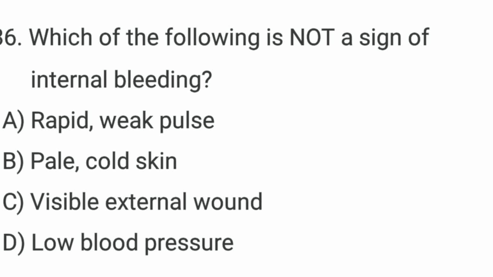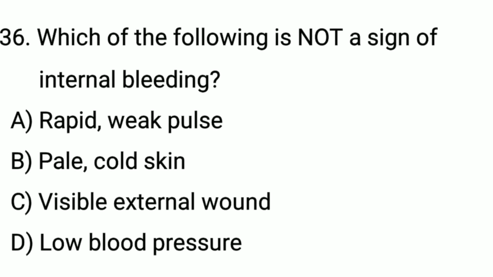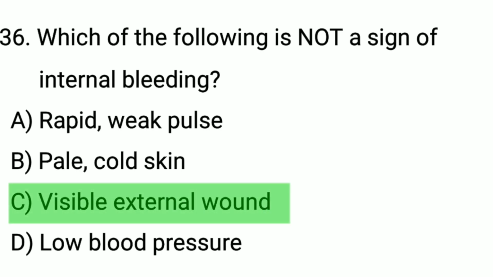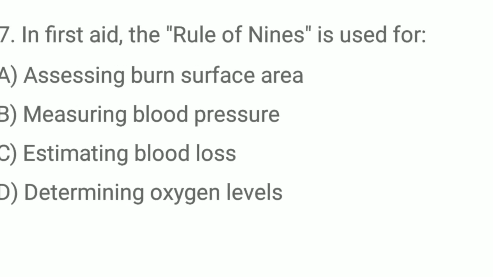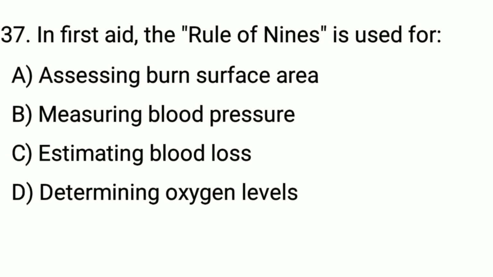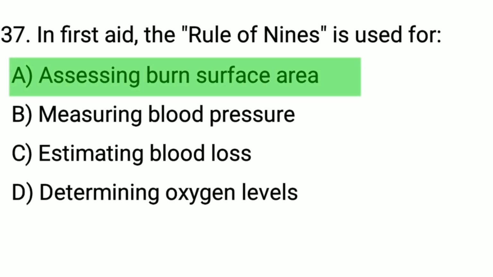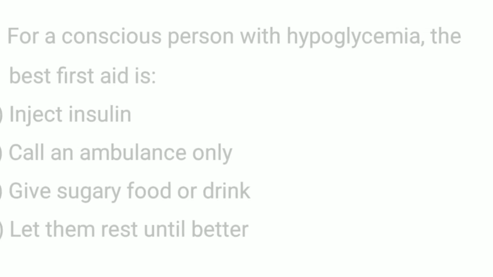Question number 36. Which of the following is not a sign of internal bleeding? The right option is option C. Visible external wounds. Question number 37. In first aid, the rule of 9 is used for. The right option is option A. Assessing burn surface area. Question number 38.